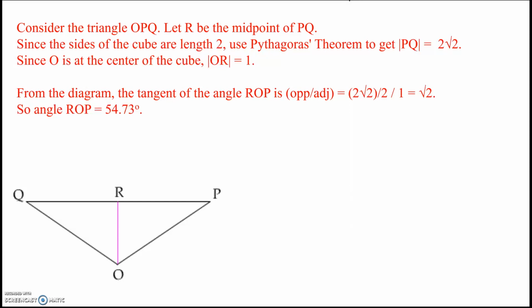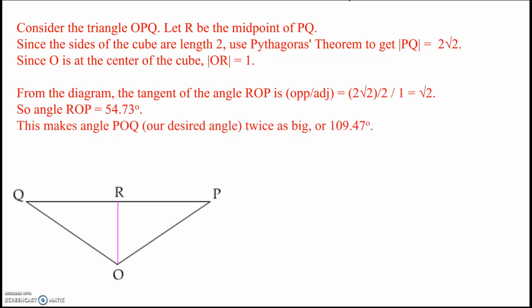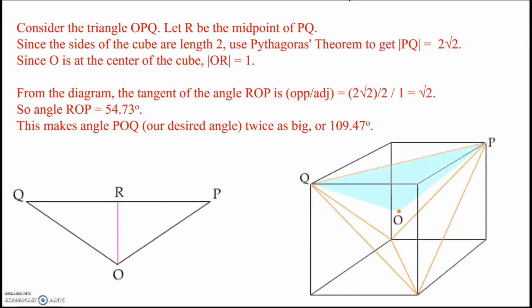So the angle ROP now becomes 54.73 degrees. And that makes angle POQ, which is our desired angle, twice as big, or 109.47 degrees, and we round that to 109.5. And that's where this comes from. And again, we can look and see this angle, POQ, is the angle that we are trying to find.